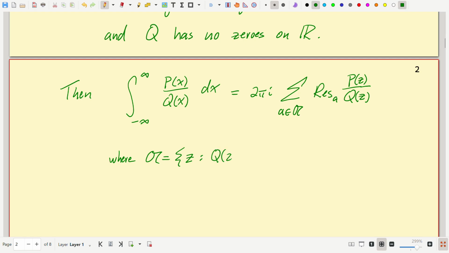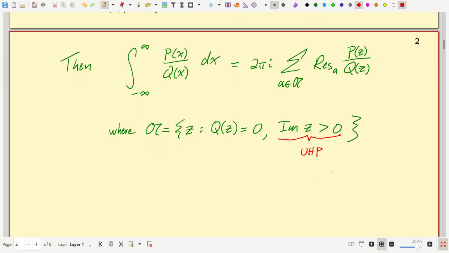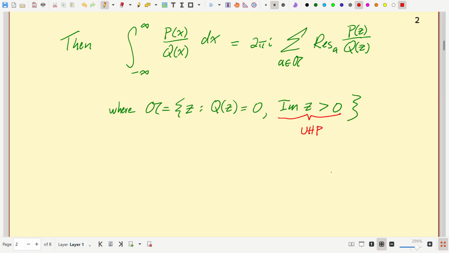Let's see. And z is in the upper half plane. So that would be the imaginary part of z is bigger than 0. That's what I call the upper half plane. Okay, and here's the proof. It is a snap, based on the basic estimate for polynomials.